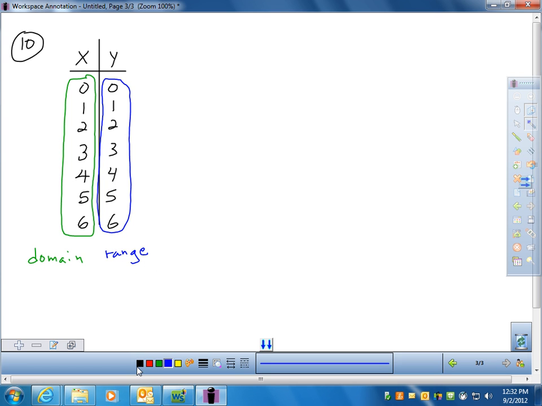Now they want me to write a rule. So let's think about this. Think about a box. Okay? When I put 0 in the box, it spit out 0. When I plugged 1 into the box, or I inputted 1, it outputted 1. When I inputted 2, it outputted 2. When I inputted 3, it outputted 3. You might already know the pattern. I can see it right now myself. Whatever I inputted in the box, that's what the box spit out.